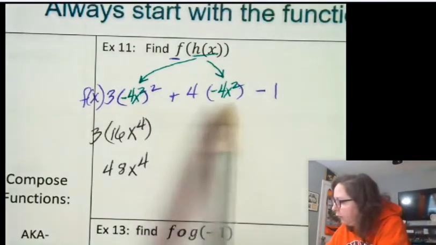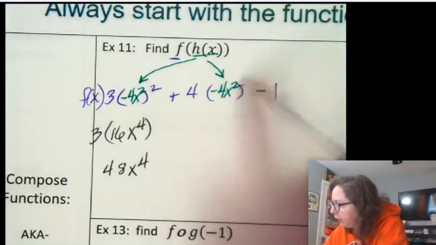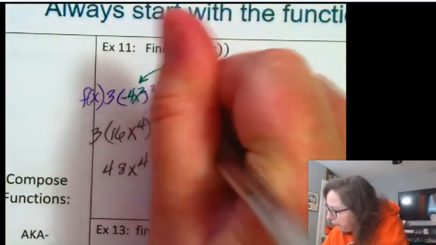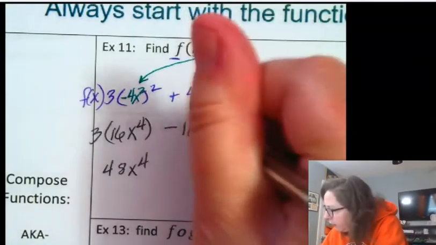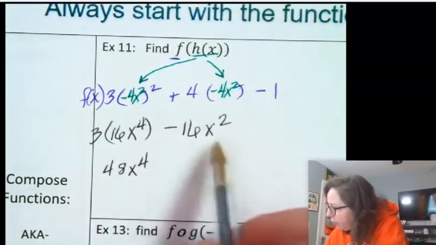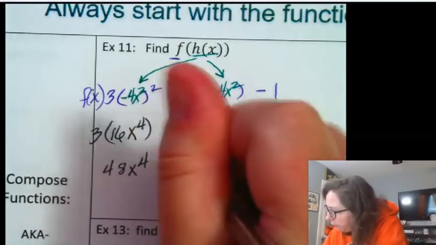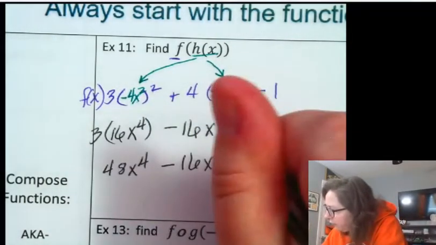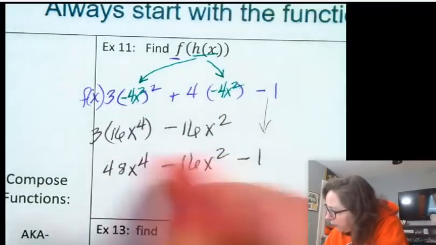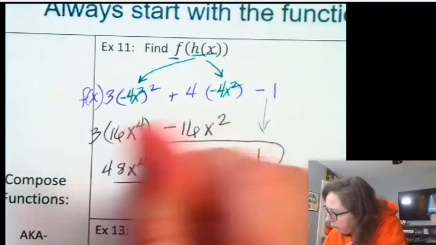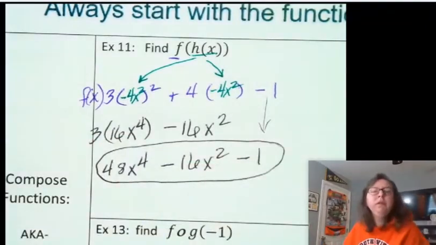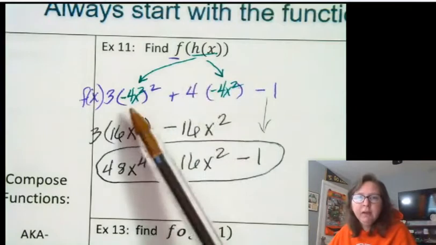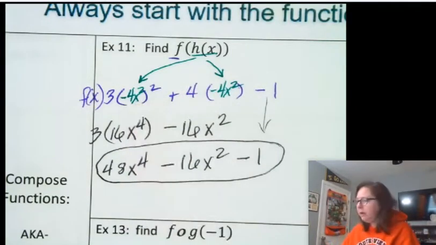Now let's do the second term. There's no exponent out here. So I'm just going to do 4 times negative 4 and get negative 16, and carry the x squared down. And there's no simplifying to do either. So negative 16x squared. And there's no simplifying to do with this negative 1. So this is my result when I composed these two functions. I put the h of x function inside the f of x function everywhere there was an x.